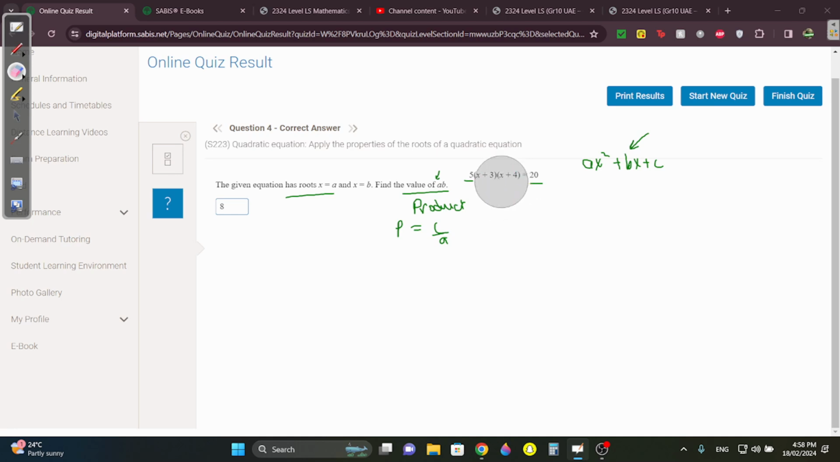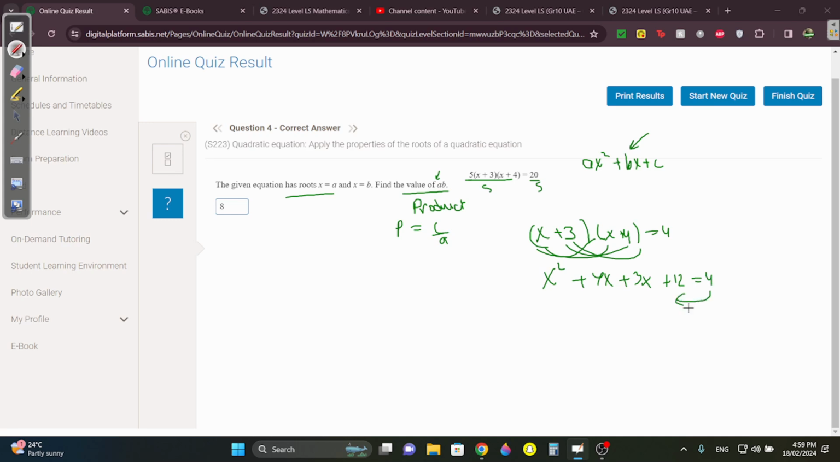But to make things easier, let's get rid of this 5 because the 5 is really annoying. So let's divide both sides by 5. We're going to be left with x plus 3, x plus 4 equals 4. Now let's multiply everything. X into x is x squared. X into 4 is 4x. 3 into x is 3x. And 3 into 4 is 12. Equals 4.